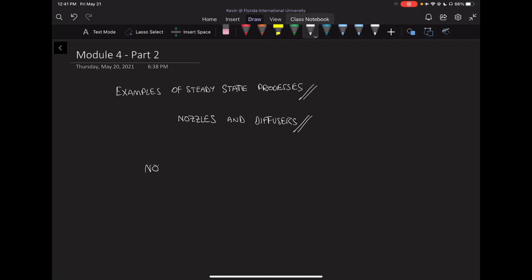So a nozzle is defined as a device that increases velocity, so increases V, of a fluid at the expense of pressure.